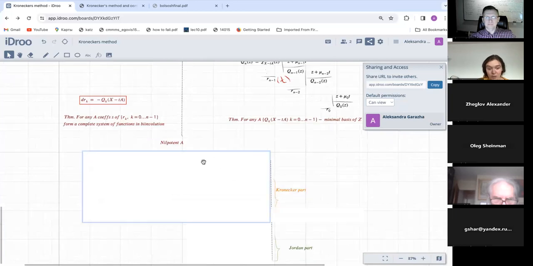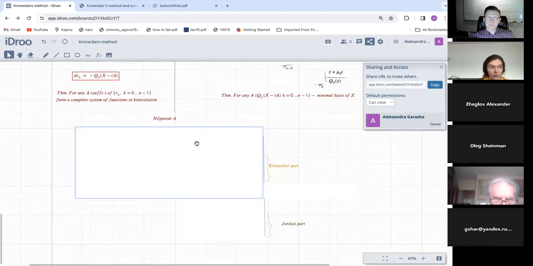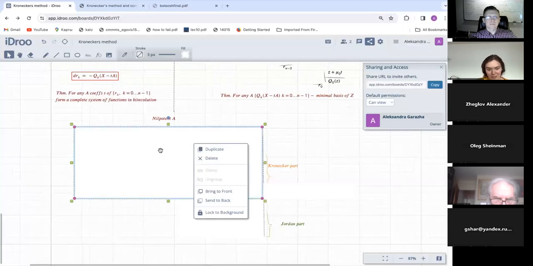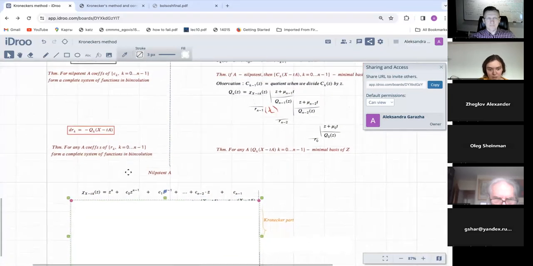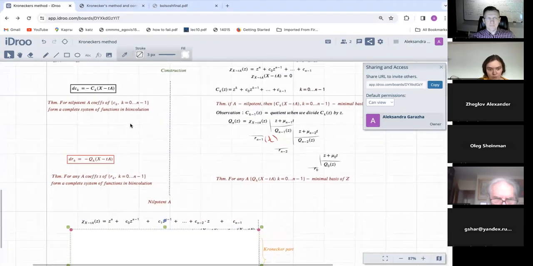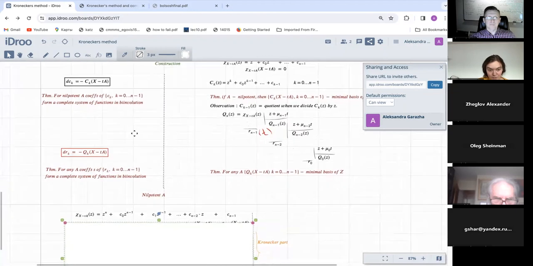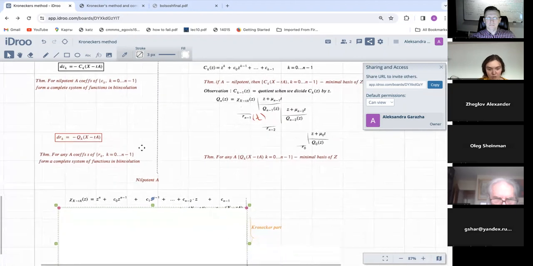So that's why when we started to search or to calculate the Jordan part, we already worked in the geometrical parts of this table. So, okay, if we have a nilpotent element A, what I've tried to explain is how we could find a complete system of functions in bi-involution.